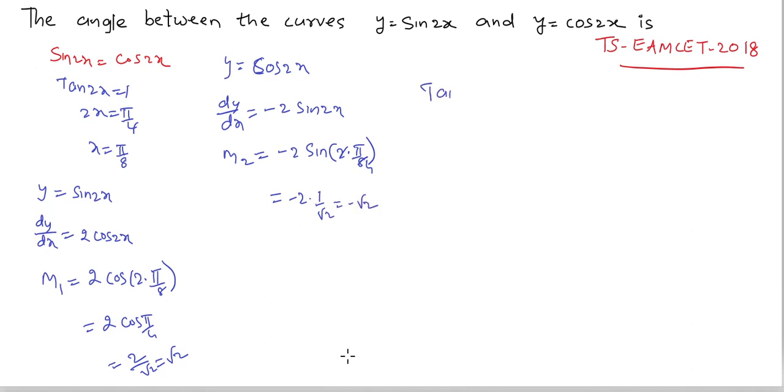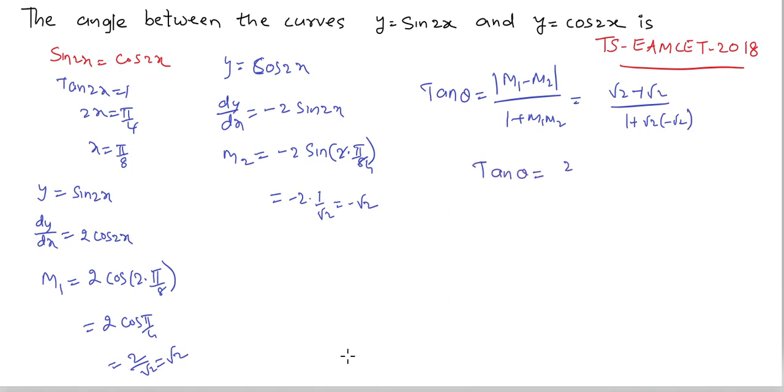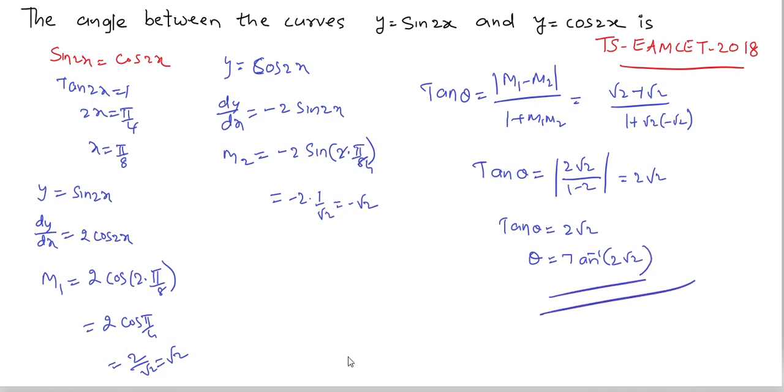We know that angle tan theta is equal to modulus of m1 minus m2 by 1 plus m1 m2. m1, that is root 2, minus of minus root 2, plus root 2, by 1 plus m1 m2, that is 1 plus root 2 into minus root 2. Therefore tan theta is equal to 2 root 2 by modulus of 1 minus 2, that is equal to 2 root 2. Tan theta is equal to 2 root 2. Theta is equal to tan inverse of 2 root 2. This is the angle between the given curves.